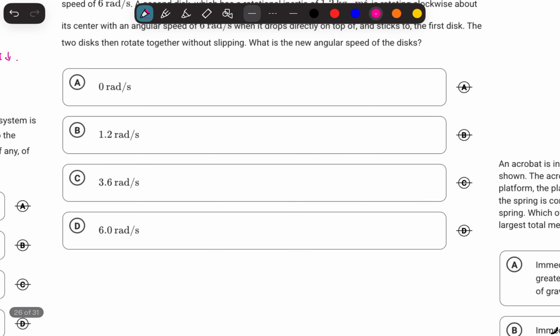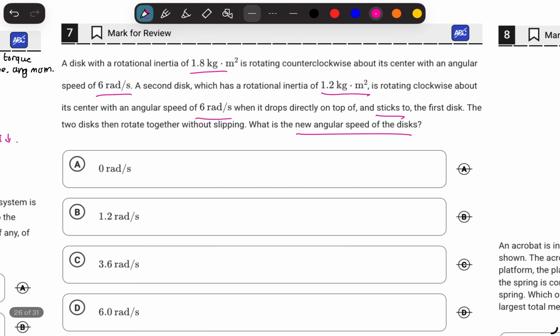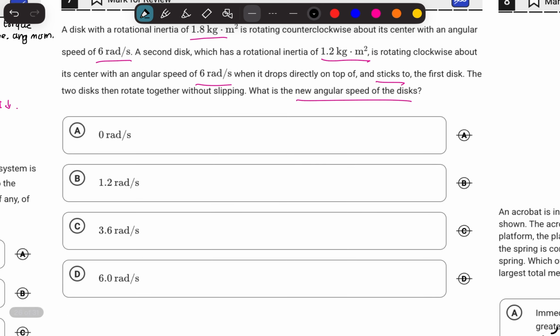So here, what you're going to start off with is looking at what is your moment of inertia. Here we're given what the rotational inertia is of the disk and also its angular speed. Here we also have rotational inertia and speed. We want the new angular speed of the disks. And we have a stick, we have no slipping. And they stick together, so you have no external torque.